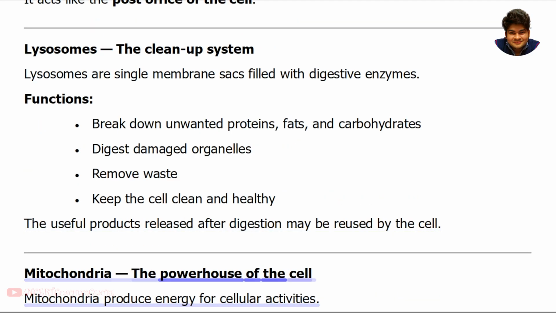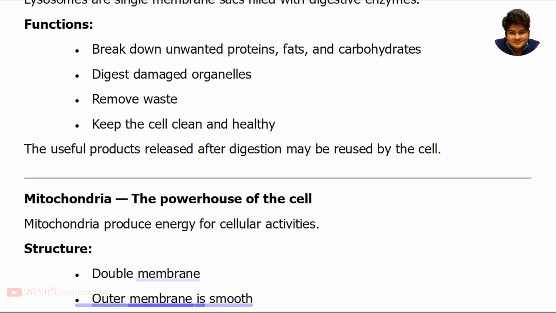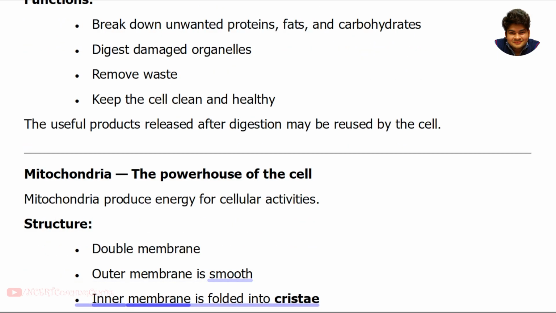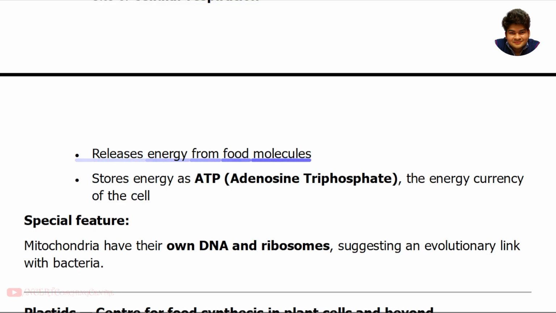Mitochondria, the powerhouse of the cell. Mitochondria produce energy for cellular activities. Structure: double membrane. Outer membrane is smooth. Inner membrane is folded into cristae. Function: site of cellular respiration. Releases energy from food molecules. Stores energy as ATP, adenosine triphosphate, the energy currency of the cell.